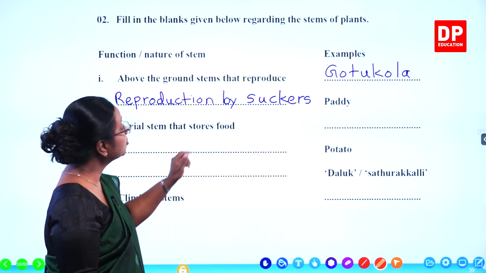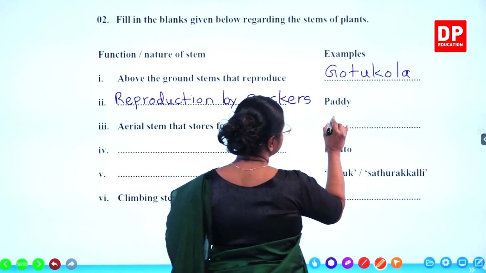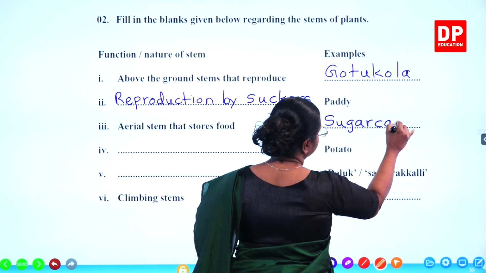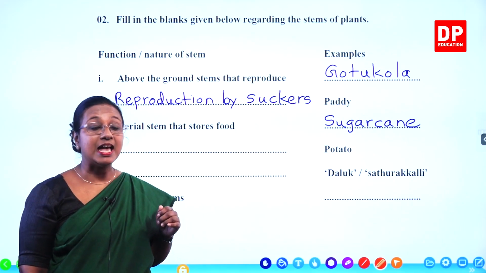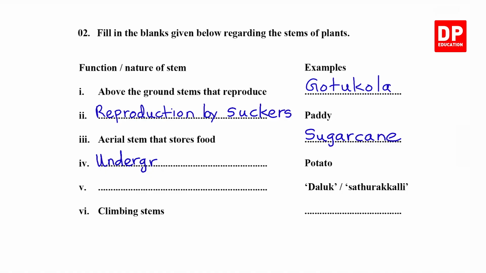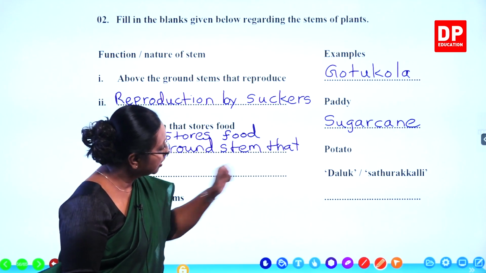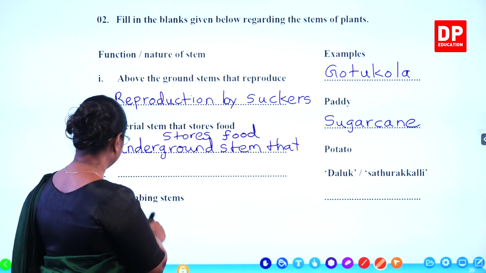Then aerial stem that stores food. What are the aerial stems? You all know sugarcane and kittle. You can write one of the answers here. I'll write sugarcane. Sugarcane. You can also write kittle. Then we have to write the nature of the stem for potato plant. What is that? Underground stem that stores food. Then the next one, daluk or sadurakkalli. What is the adaptation there? Those are photosynthetic stems.